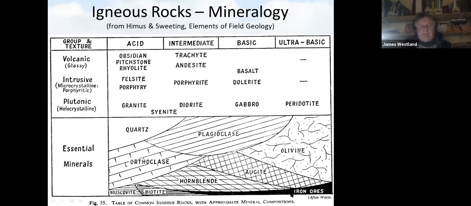So they tend to be darker coloured. The rocks on this side of the diagram are lighter coloured. Most of the dykes are a dark colour, and they occupy this part of it. Basalt, dolerite, and gabbro are basically all the same. They've got the same mineralogy, the same chemistry. It's just that basalt is fine-grained, dolerite is medium-grained, and gabbro is coarse-grained.